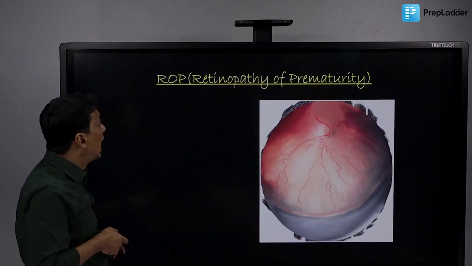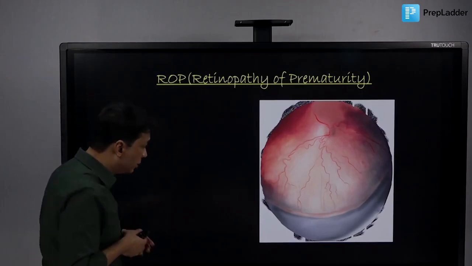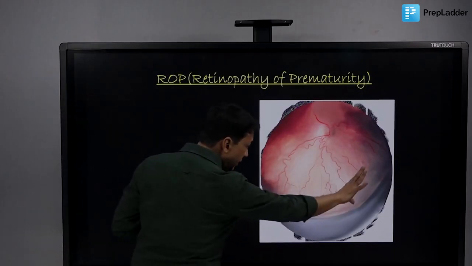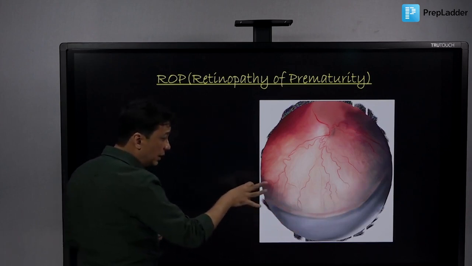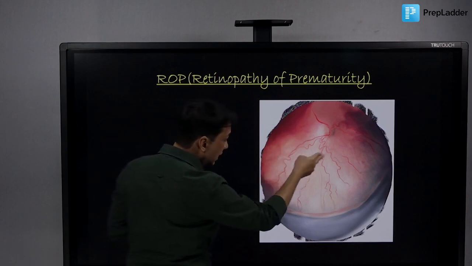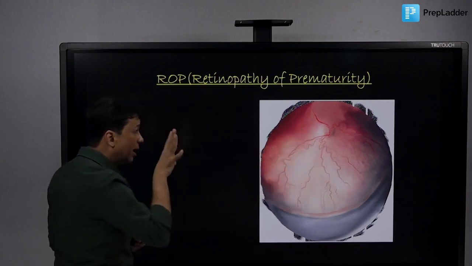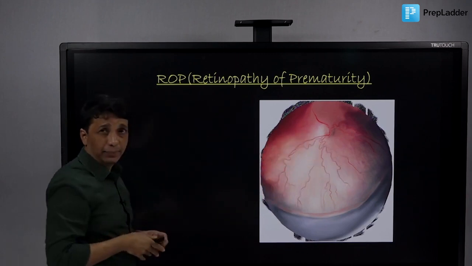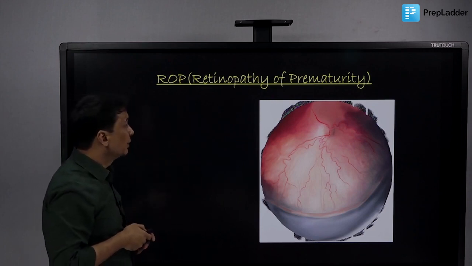Very well. And this is ROP, retinopathy. When you look at that horrible sight, you can see the grayish color where the retina has detached. You all know that the grayish glow of retina means retina is detached. Look at the tortuous vessels, dilated veins. There's angry retina, hurt retina. This is ROP. But what are the risk factors of ROP?